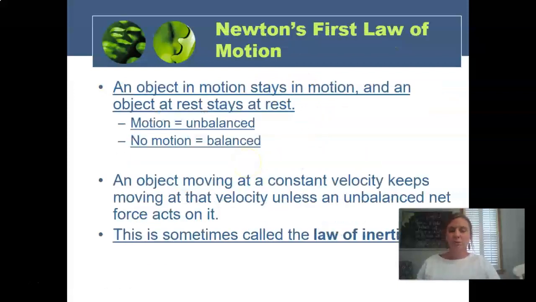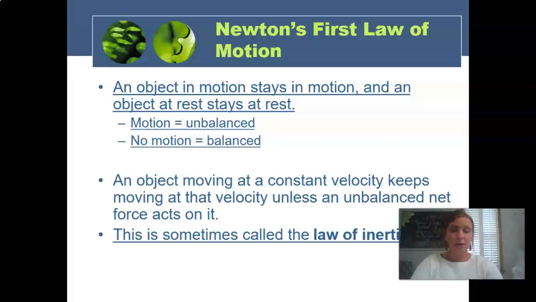So let's talk for just a few minutes about Newton's first law of motion. There are three of them, and we're going to go in depth on all three so that you fully understand them and how they align with motion. Then we'll move into how that affects energy. Newton's first law of motion has a nice little saying to it: an object in motion stays in motion, an object at rest stays at rest. That's something you've probably heard before. Once again, we're just applying different concepts to it. So motion, unbalanced; no motion, balanced.